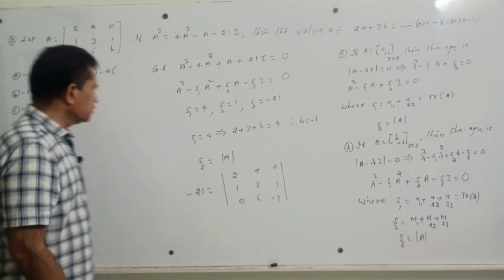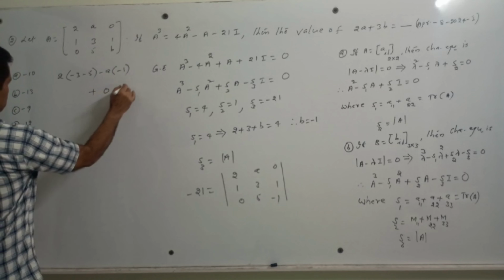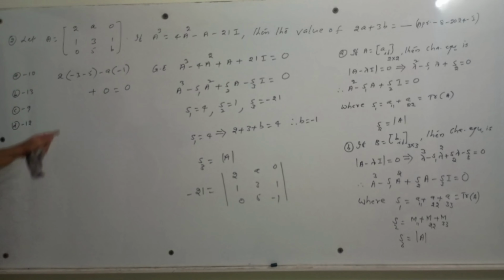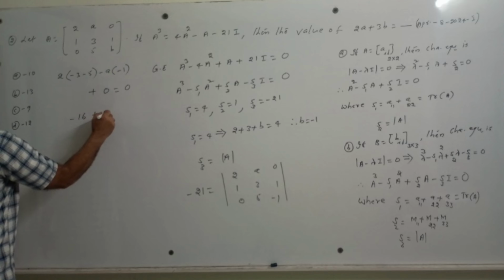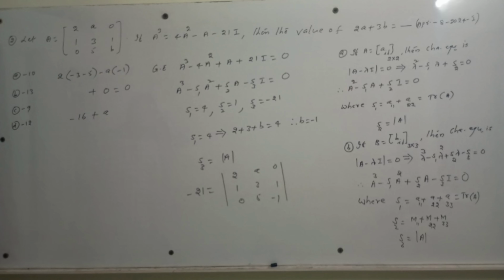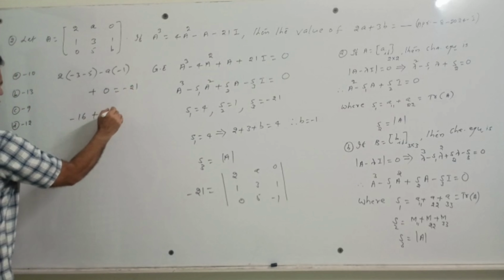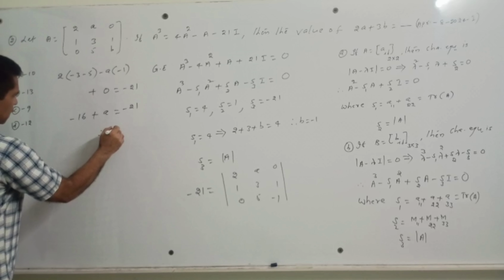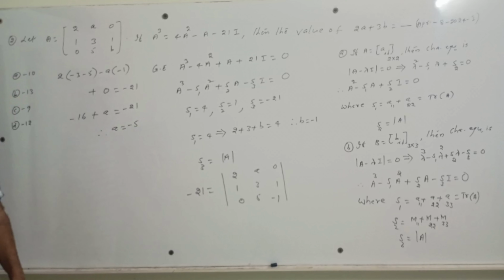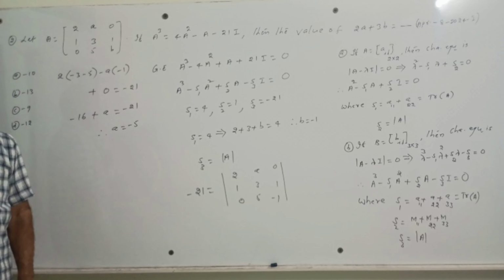ad minus bc becomes minus 1. 0 into something, the last element is anyhow 0. Minus 3 minus 5 is minus 8 into 2, that is minus 16. Minus into minus plus a. This is not 0, it is minus 21. This is equal to minus 21. Therefore a becomes minus 5. So I got b is equal to minus 1 and a is equal to minus 5.